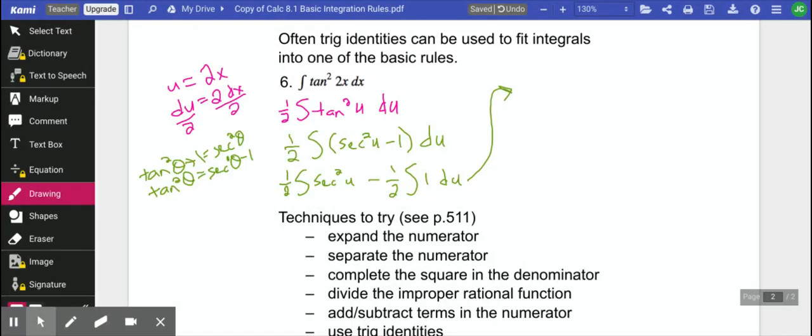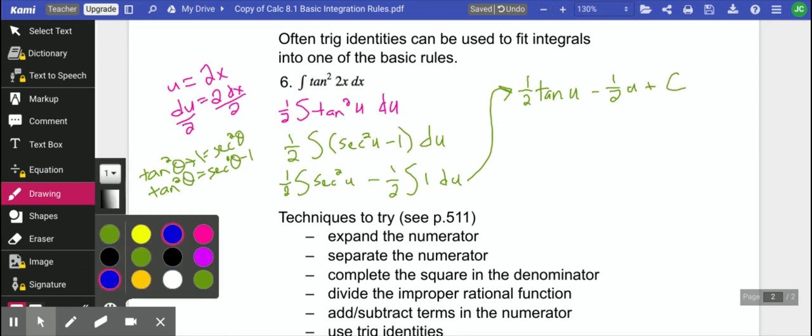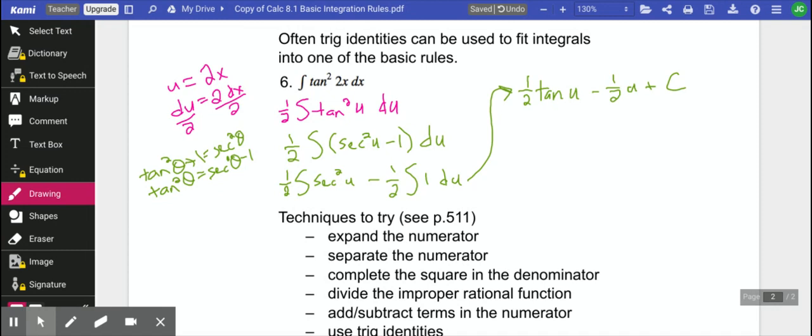The antiderivative of secant squared is just tangent. So we have 1/2 tangent u minus 1/2. The antiderivative of 1 is u, and plus c. All right, now we need to plug back in for whatever our u's were. We have 1/2 tangent of 2x minus 1/2 times 2x. And last step, we get 1/2 tangent of 2x minus x plus c.